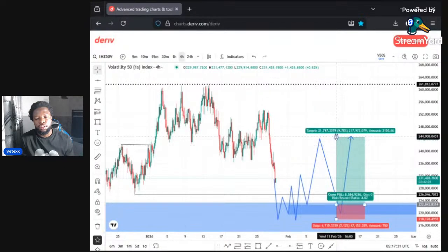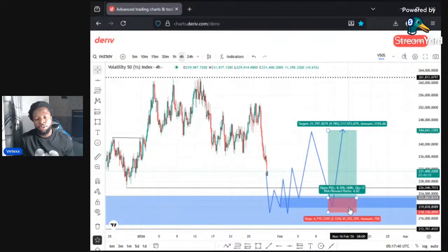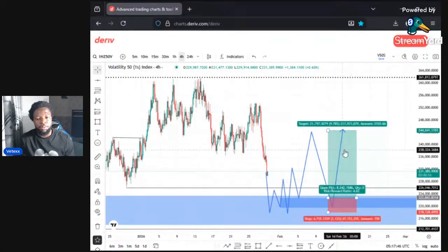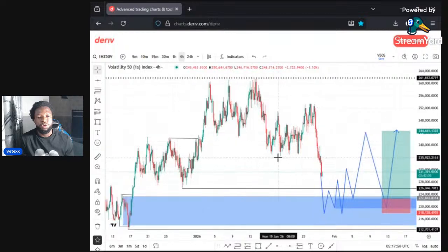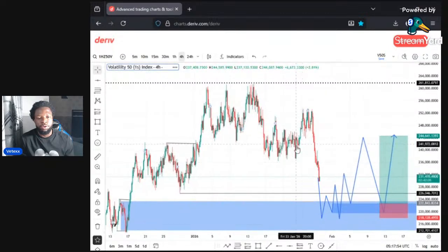You see that the TP of this structure, I put it here. I did not put it here, because price might take out your lower time frame target and reverse to your entry, stop you out and move to your target. So this is the reason why the situation is like this. I believe this is clear enough. So this is what I'm anticipating on V50 currently. We'll be on the lookout until what we are looking for happens.